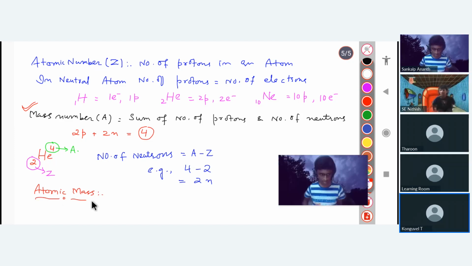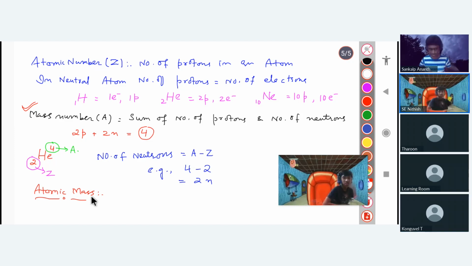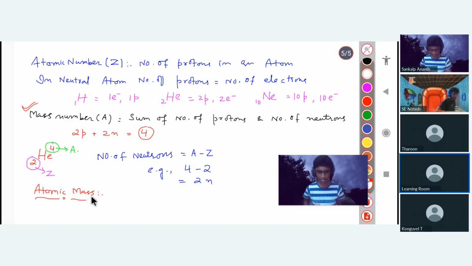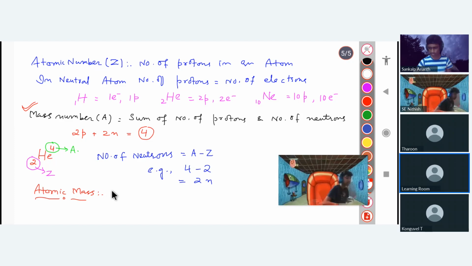Mass number is the mass of the nucleus. Atomic mass is the mass of the entire atom. Electron mass is always neglected. That is taken as zero, always. So there is a difference between mass number and atomic mass.